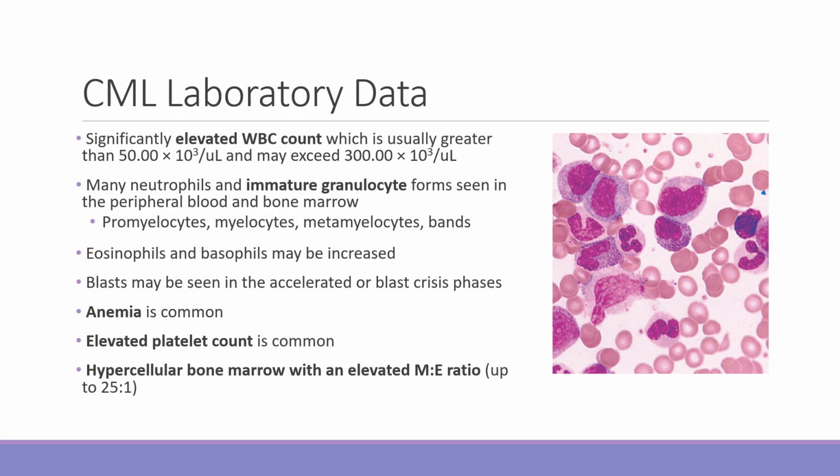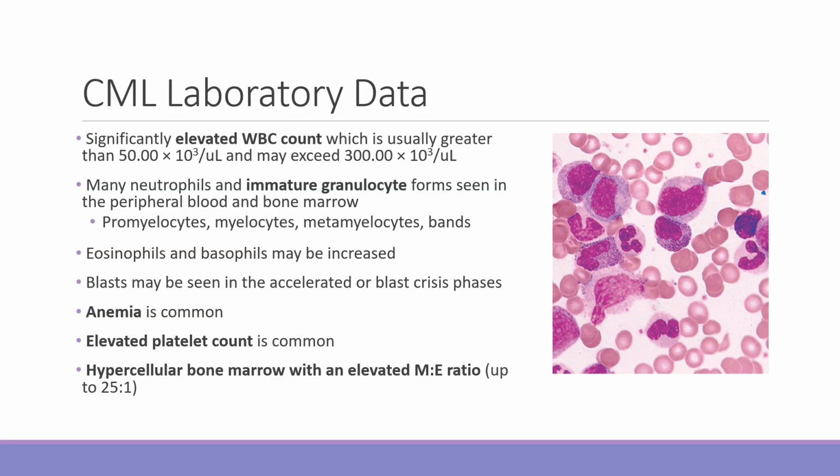Next, we're going to see eosinophils and basophils. They may be decreased or increased as well because, again, they're granulocytes. And then we have blasts, which may be seen in the accelerated or blast crisis. Now, if you look at this picture on the slide, this is not in an acute phase. I would say this is probably more in the chronic phase because we're seeing a variety of phases of development of these granulocytes. If this were in the accelerated or blast crisis phase, we would see less maturity and maybe more blasts.